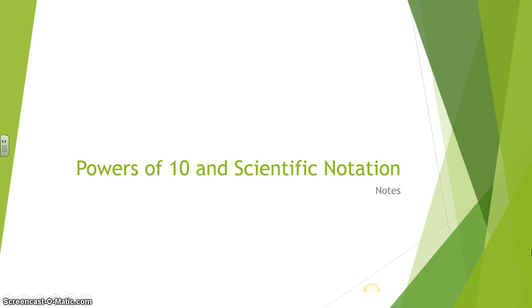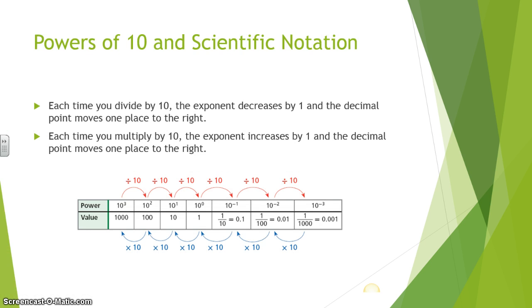Hi everyone, this section is on powers of 10 and scientific notation. So with the powers of 10 in scientific notation, each time you divide by 10, the exponent is going to decrease by 1, and the decimal point is going to move one place to the right. Each time you multiply by 10, the exponent increases by 1, and the decimal point moves one place to the right.